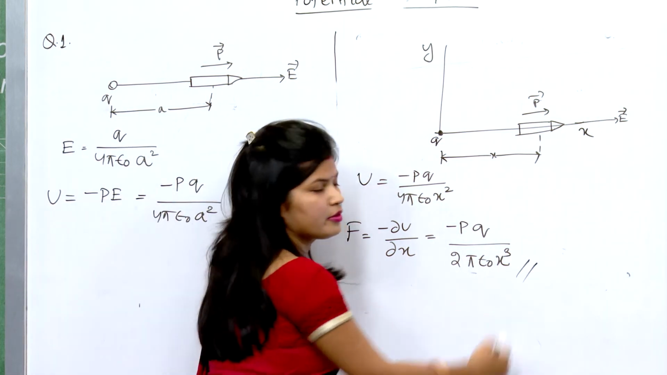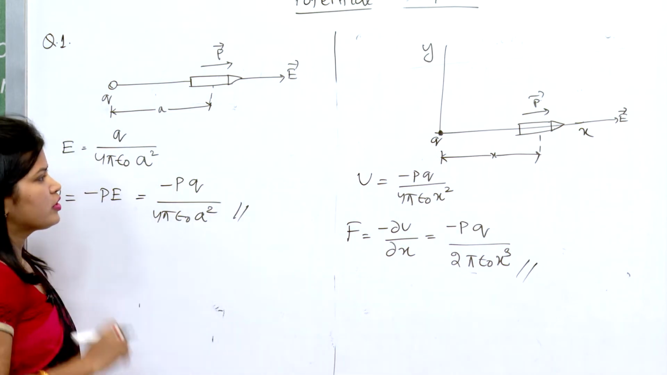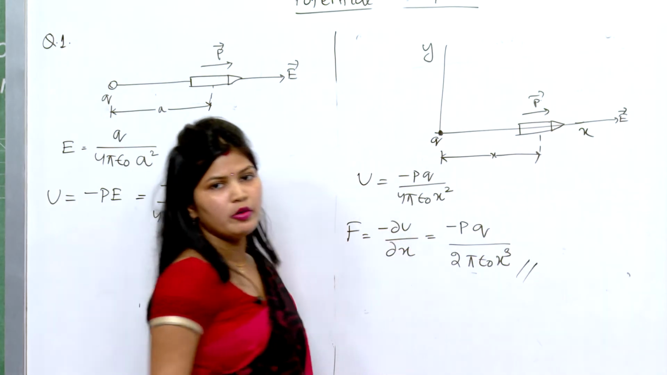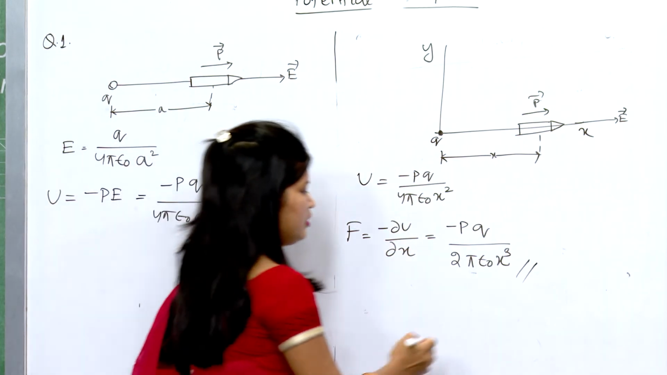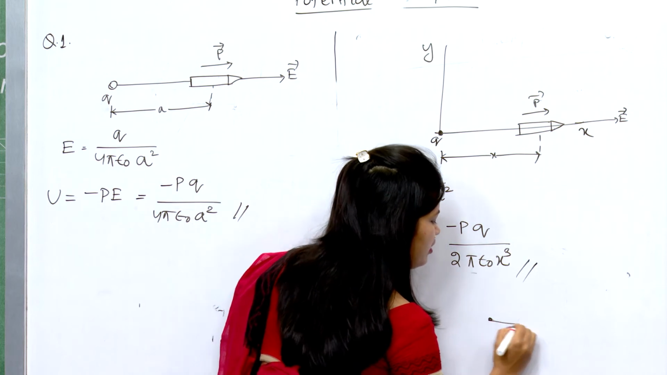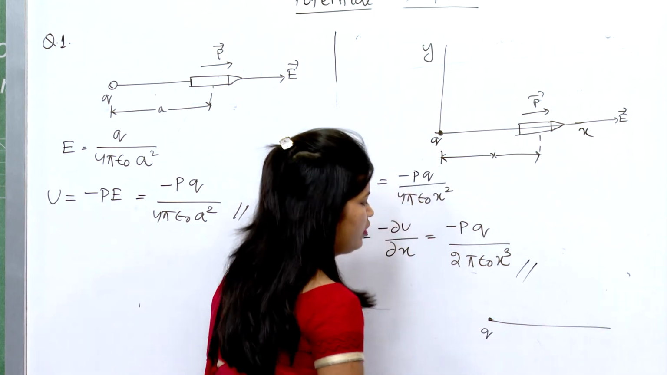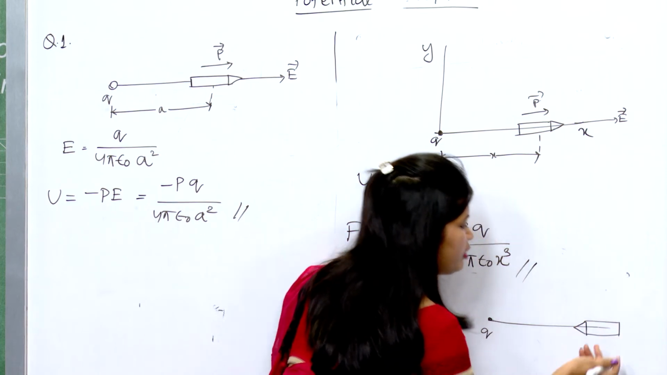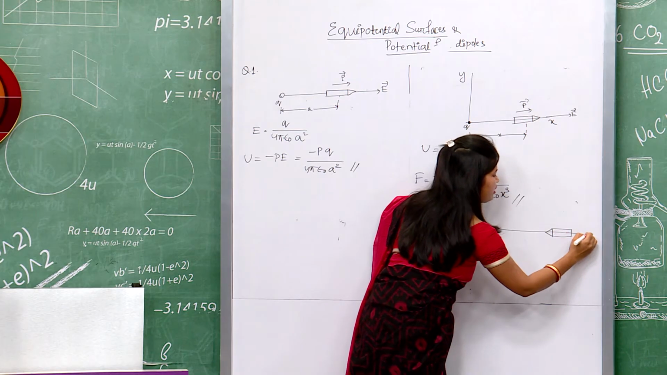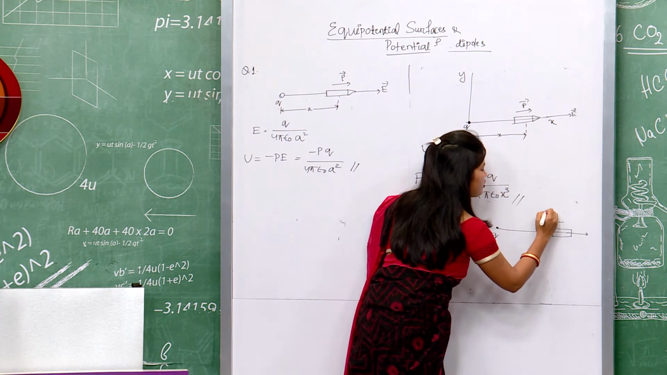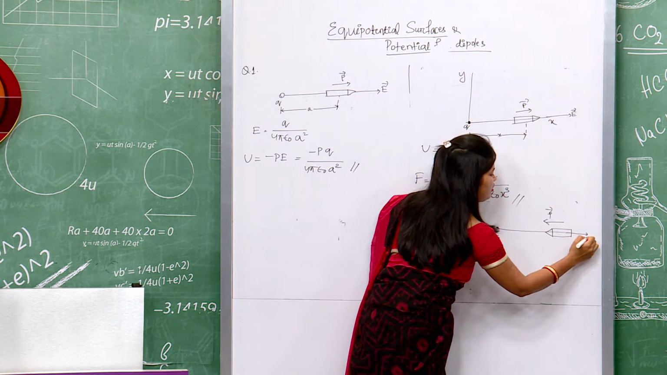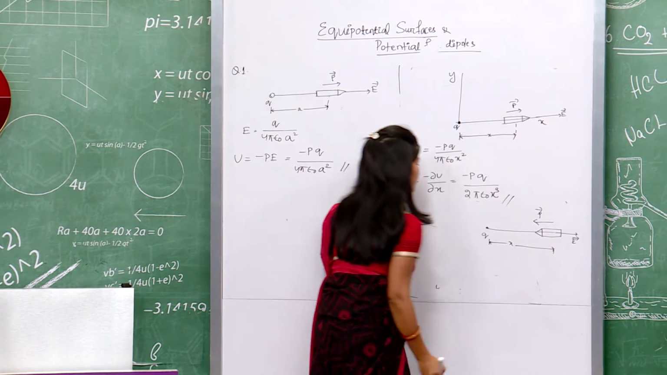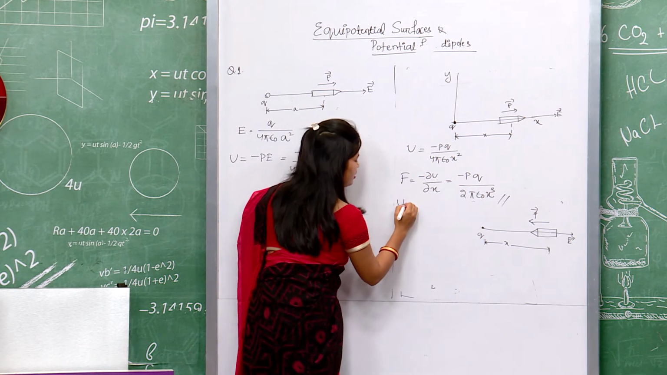Okay, this is the answer. Now, suppose the dipole is rotated 180 degrees about the z axis. So, the dipole is rotated; this is point charge q and this is the dipole, rotated 180 degrees. So, the dipole moment direction is like this and this is the electric field direction and the distance is x. Then what is the energy?